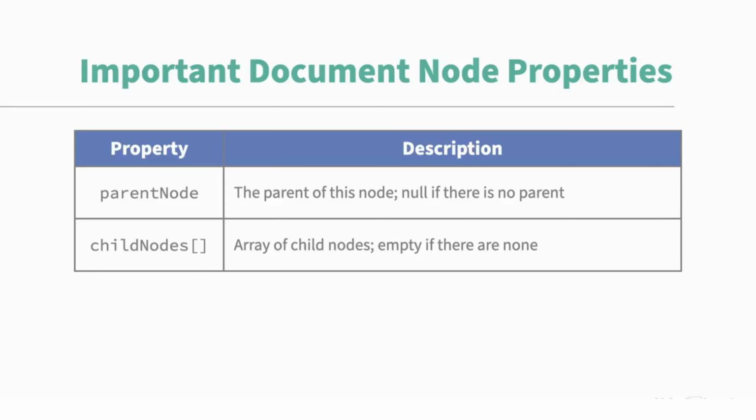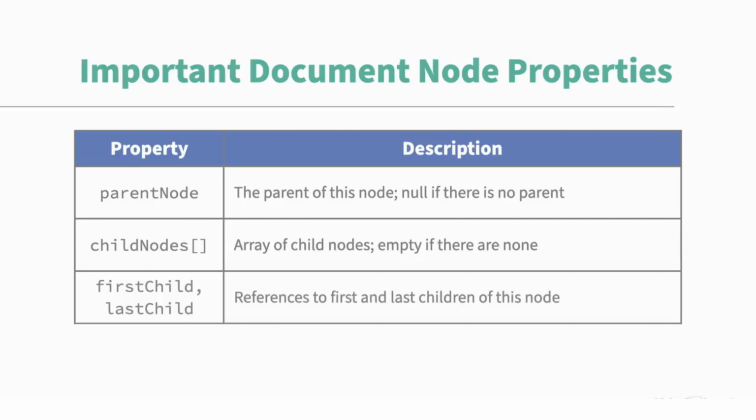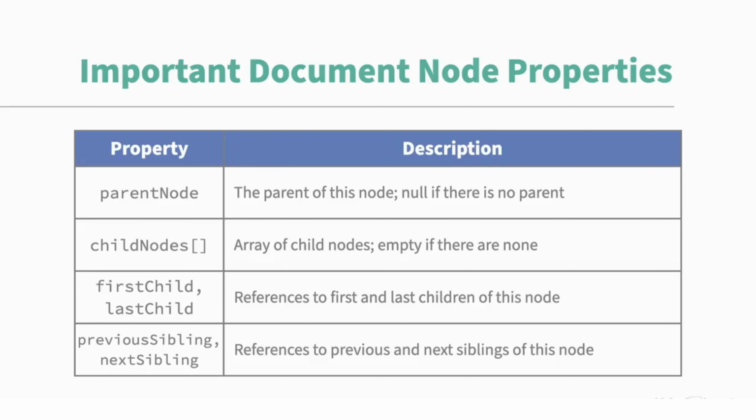There's a child nodes array, which lists the child nodes of the current node. And again, if there aren't any, then it's just an empty array. You can also ask for a node's first and last child. You can also get its previous and next sibling.